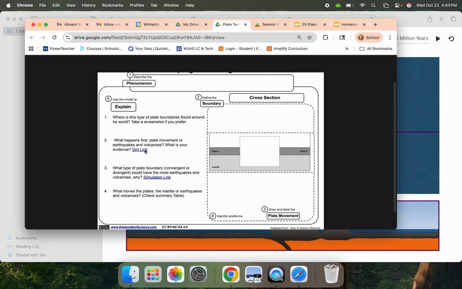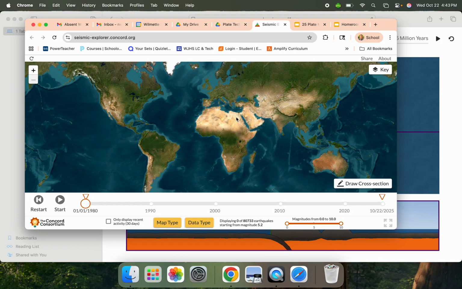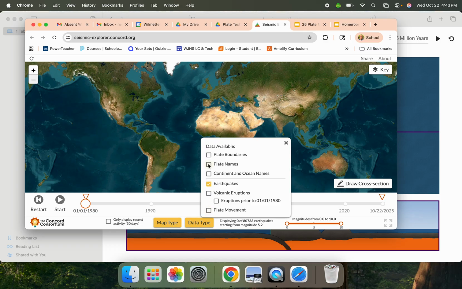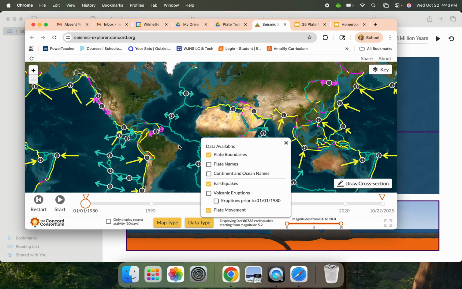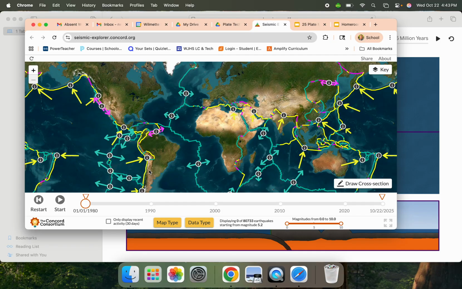This is a little confusing. You're going to click on our third link here. This link is going to show us a world map, and you've seen this before a couple weeks ago. You're going to click on data type, and then click on plate movement. Yellow is convergent boundaries, blue is divergent boundaries. So you're going to make a general statement like, where do you see convergent boundaries happening? The yellow. Where in general do you see divergent boundaries?